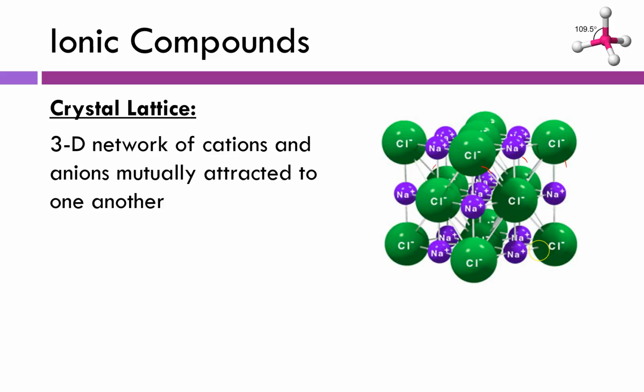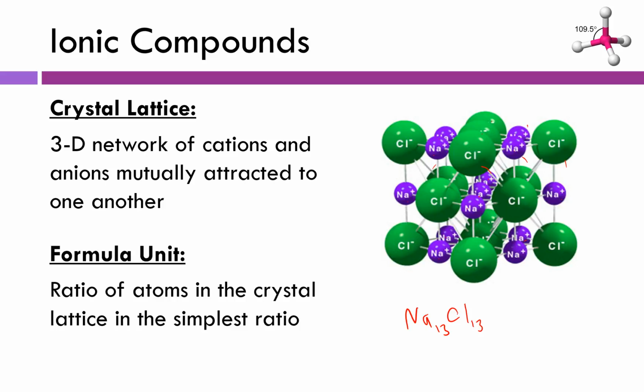If you took a look at this and tried to represent how many atoms are there, maybe you could count 1, 2, 3, 4, 5, 6, 7, 8, 9, 10, 11, 12, 13. So maybe you think the formula was sodium 13, chlorine 13. Well, we don't do that with ionic compounds. We use what's called a formula unit, where you take the ratio of the atoms in that crystal lattice and put it in the simplest ratio. So by taking a look, you see sodium 13, chlorine 13, and we can definitely reduce that down. That's simply going to become NaCl, a compound that hopefully you're already pretty familiar with.